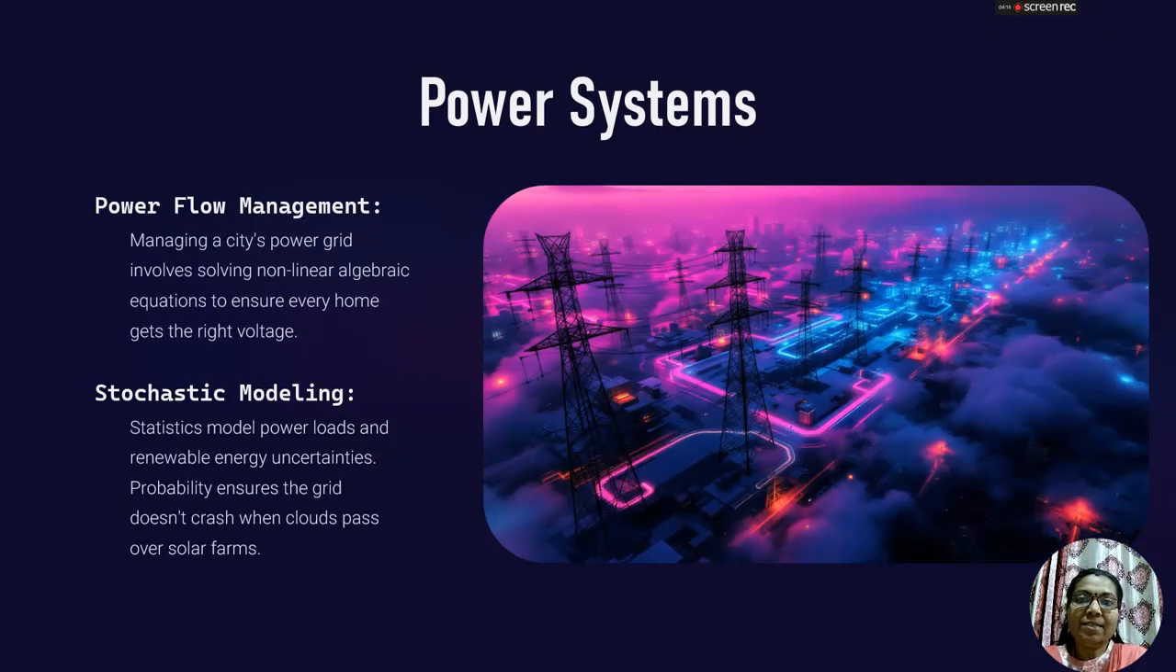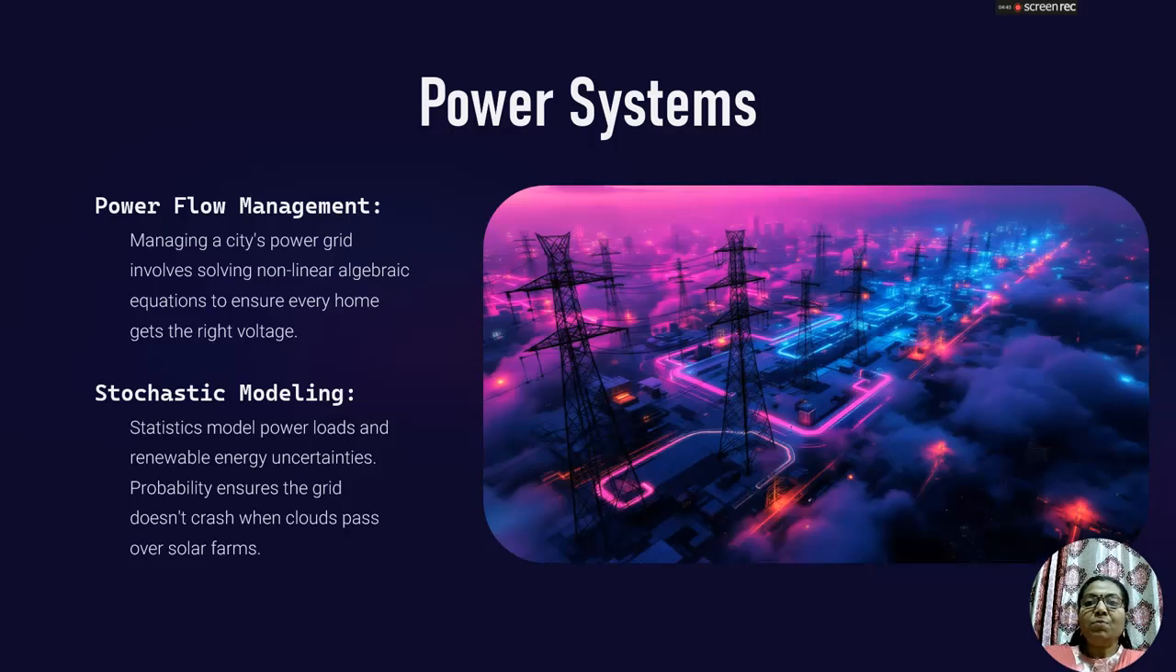And the next one is power systems. For example, in power flow management, that is, managing a city's power grid, it involves solving non-linear algebraic equations to ensure every home gets the right voltage. In this way, throughout the city, an equal amount of voltage is supplied in each and every area.